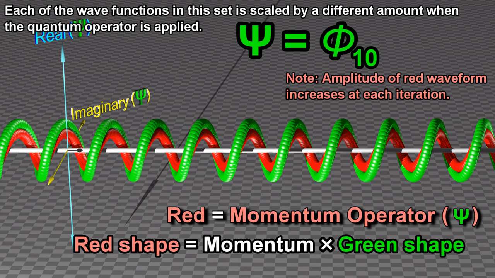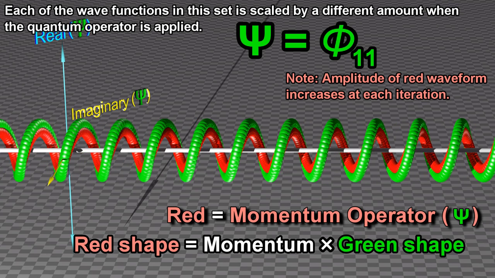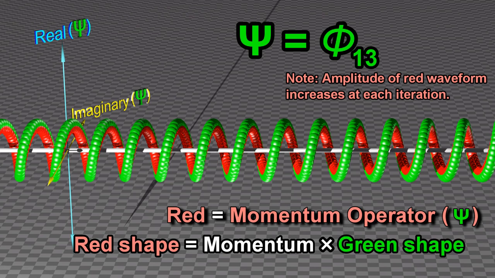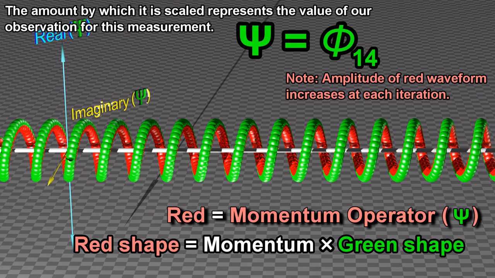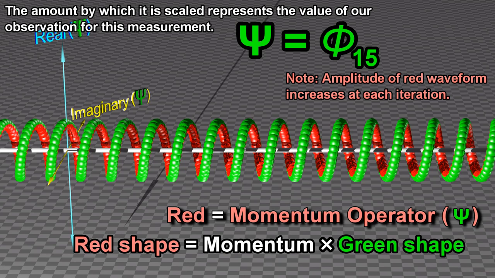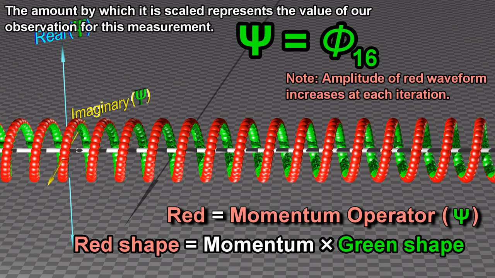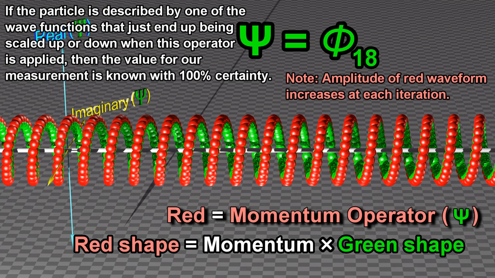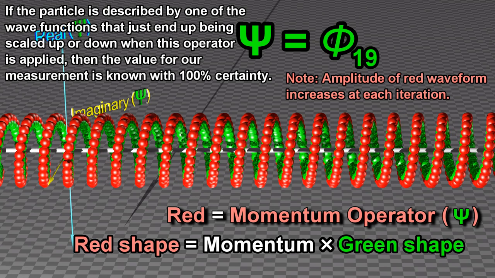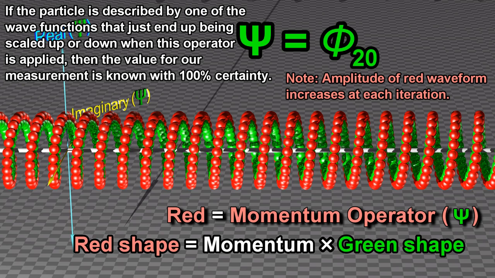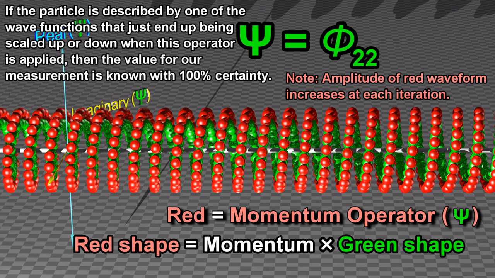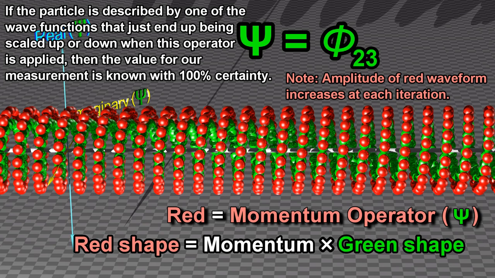Each of the wave functions in this set is scaled by a different amount when the quantum operator is applied. The amount by which it is scaled represents the value of our observation for this measurement. If the particle is described by one of the wave functions that just end up being scaled up or down when this operator is applied, then the value for our measurement is known with 100% certainty.